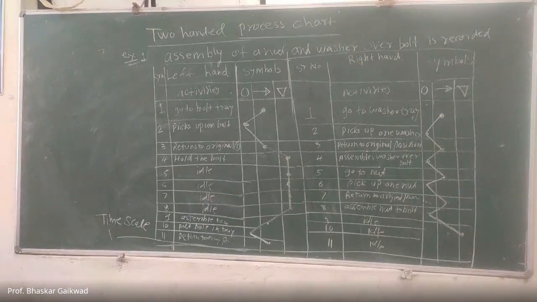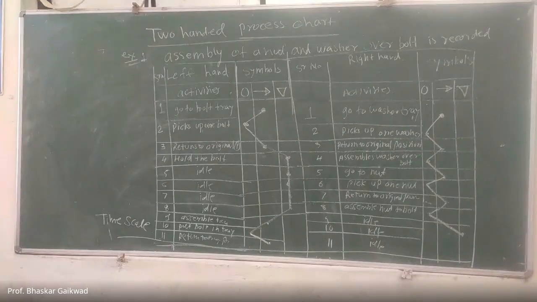nut bolt assembly, carburetor assembly, hand watch, wall watch, or any other watch assembly, it comes under the two-hand process chart. Just remember, whenever the assembly part is there, always in assembly, repetitive activities are there. So you can remember the example of assembly of a watch.